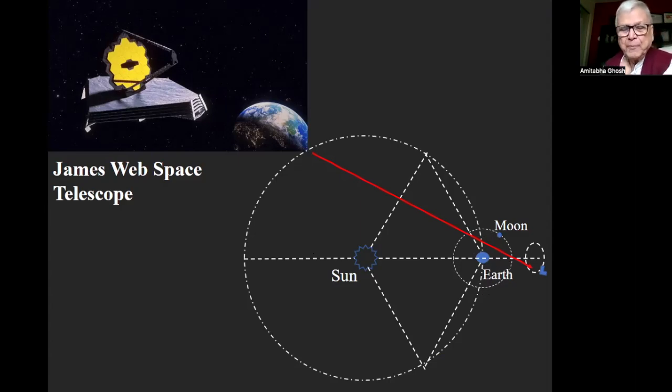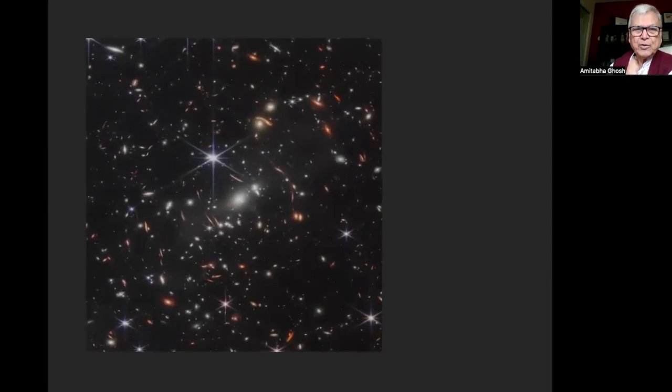And it can see much farther. Its capacity to observe is far, far more than the Hubble telescope. And when it released the first deep field survey image, it was unbelievable.